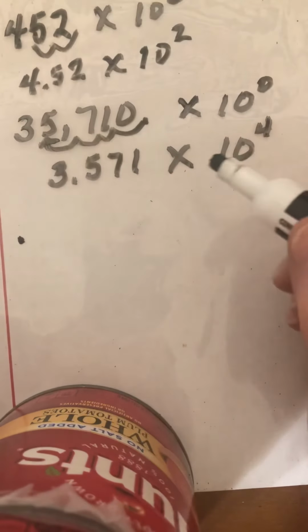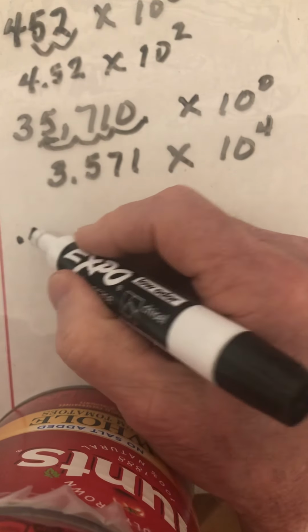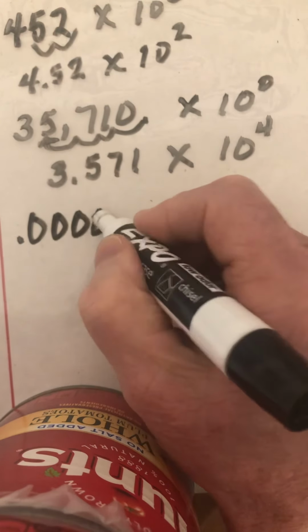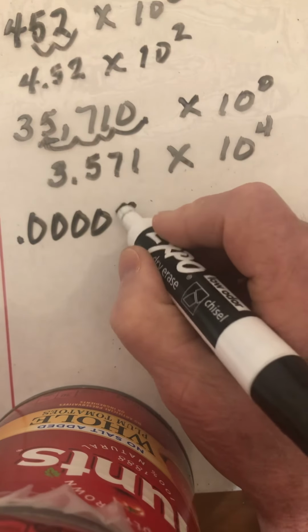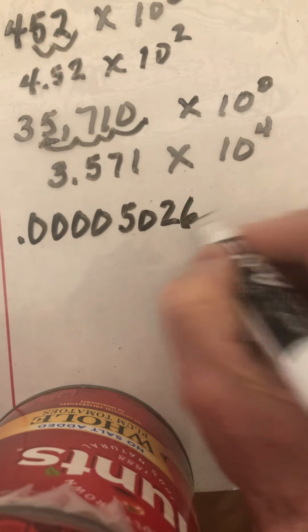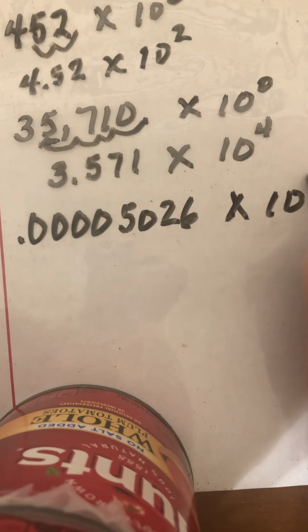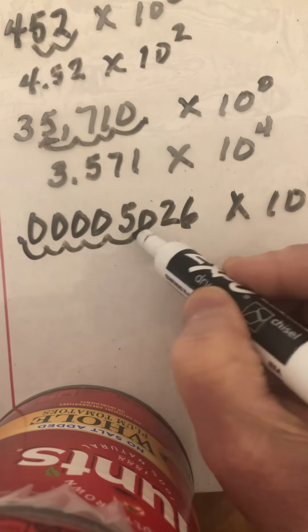The last example I'm going to do, and then I'll just go ahead and do them all. I was going to say the last one I was going to do, but I might as well do the whole page so you can see how to do it. 4 zeros, 5, 0, 2, 6. Again, if I say that's times 10 to the 0, right? Now I have to move 1, 2, 3, 4, 5 times.